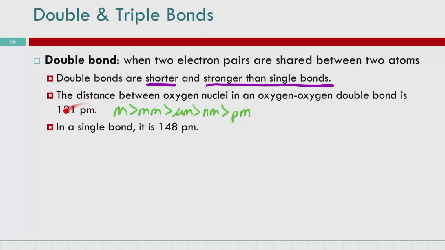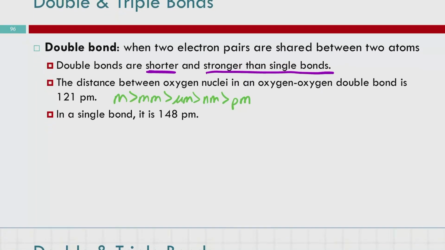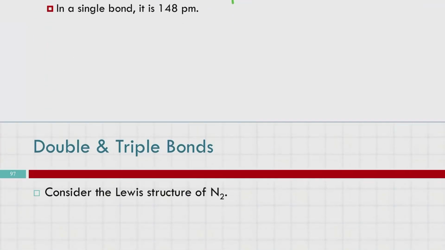At 121 picometers in a double bond, in a single bond it would be 148 picometers. You can sort of think of them like rubber bands. You've got 2 rubber bands holding 2 things together. The nuclei are positively charged, so they're going to repel each other, but since you've got 2 rubber bands on them, that's going to pull them a little bit closer. The big takeaway: it's stronger than single bonds, and we're sharing 2 pairs of electrons.